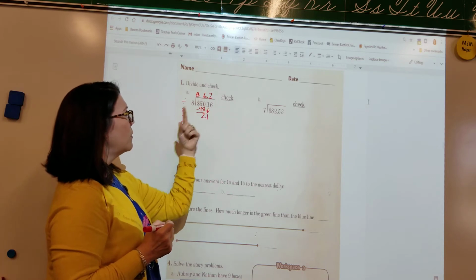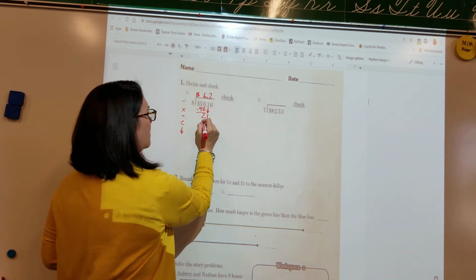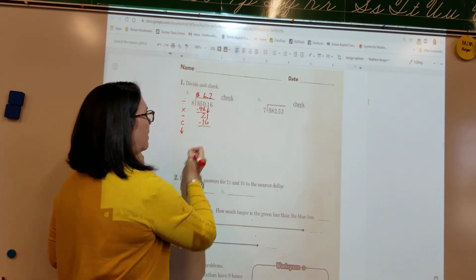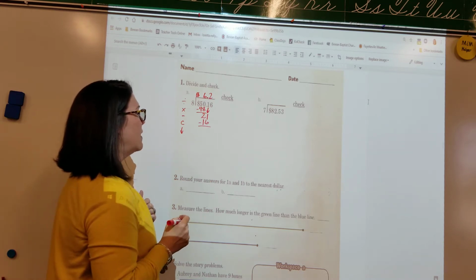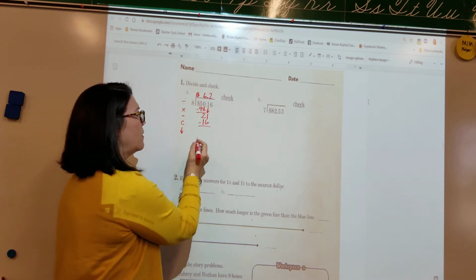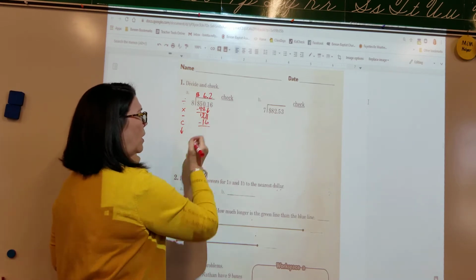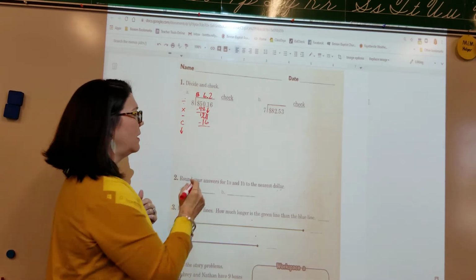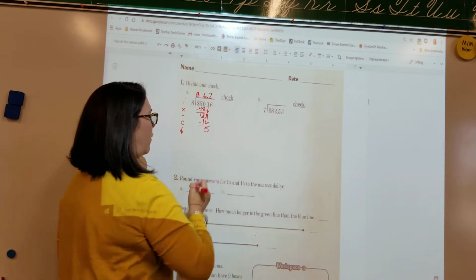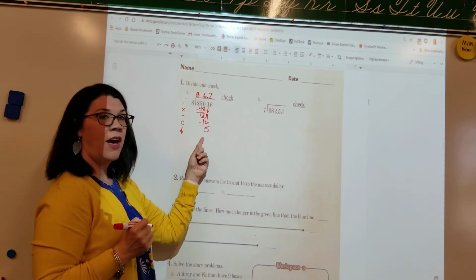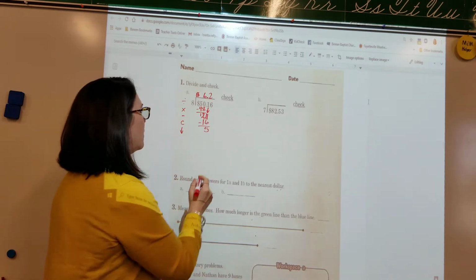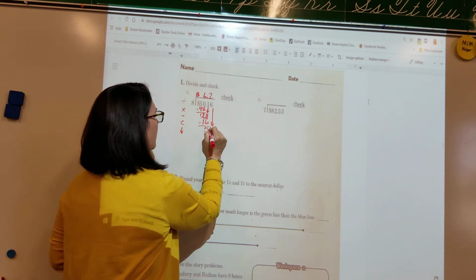Next step is to multiply. 2 times 8 is 16. So next I have 21 minus 16. I can't do 1 minus 6. I'm going to borrow from the 2. That becomes a 1. And I'm going to place a 1 here. So now I have 11 minus 6, which would give me 5. Then I need to compare. Is 5 less than 8? Yes, it is. So I can bring down my 6.